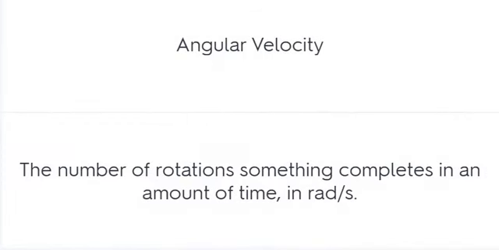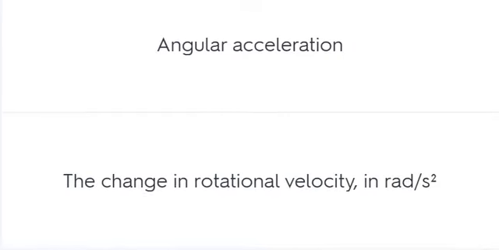Angular velocity. The number of rotations something completes in an amount of time, in radians per second. Angular acceleration. The change in rotational velocity, in radians per second squared.